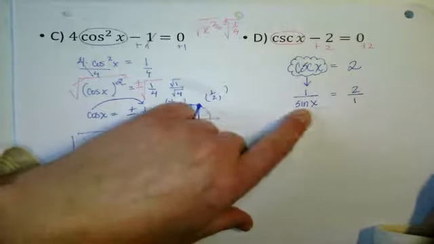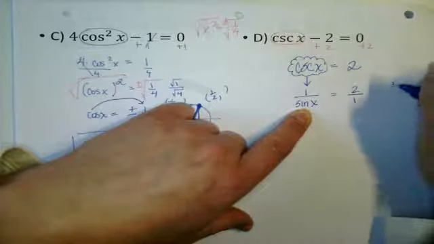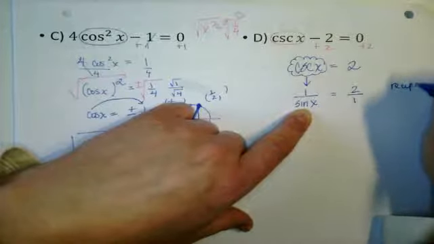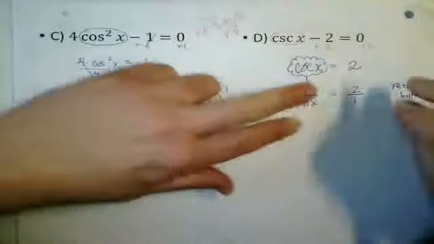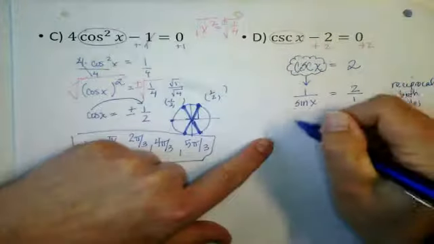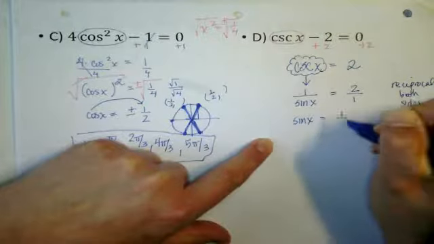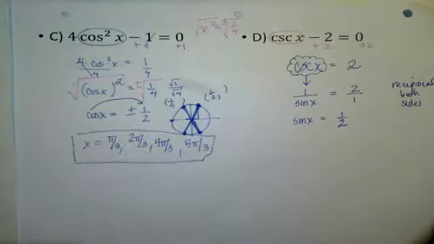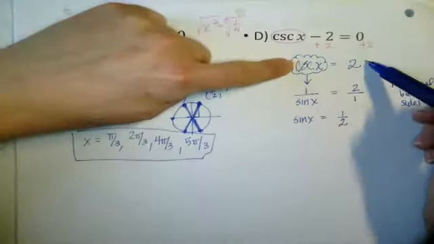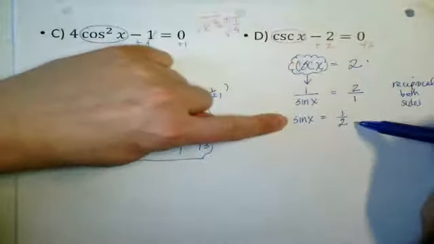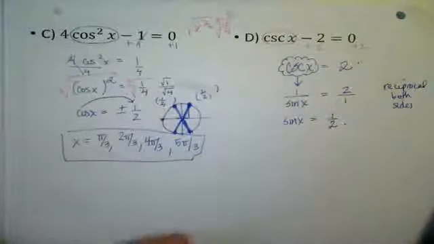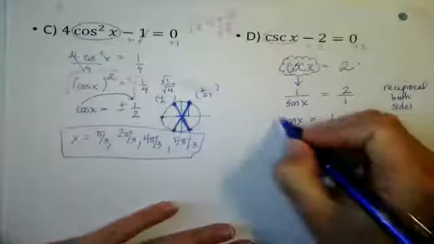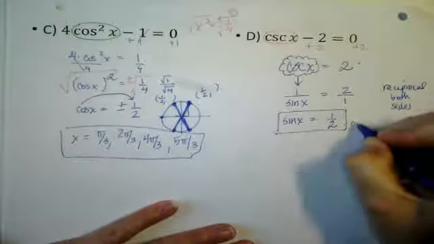Well, I can't solve it when sine of x is in the denominator. So we're going to go ahead and just do a reciprocal of both sides. So we're just flipping the fractions so that we get sine of x over 1 equals 1/2. So you could just jump from cosecant equals 2 to where sine is 1/2, if you wanted to do that. All right. So now this is something that we can look to on our unit circle.